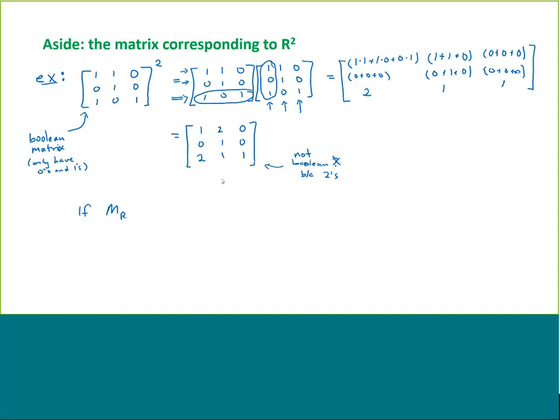So if the matrix associated with the original relation R is this first guy, so 1, 1, 0, then 0, 1, 0, 1, 0, 1, then the matrix associated with R2 would be almost this square matrix. The only thing you do is change the 2's, the guys that make it not Boolean, into 1's. So this guy would be 1, 1, 0, 0, 1, 0, and then 1, 1, 1.